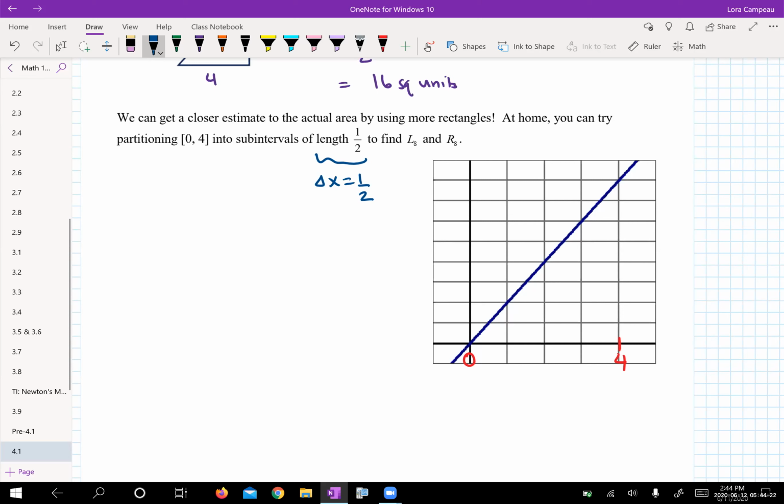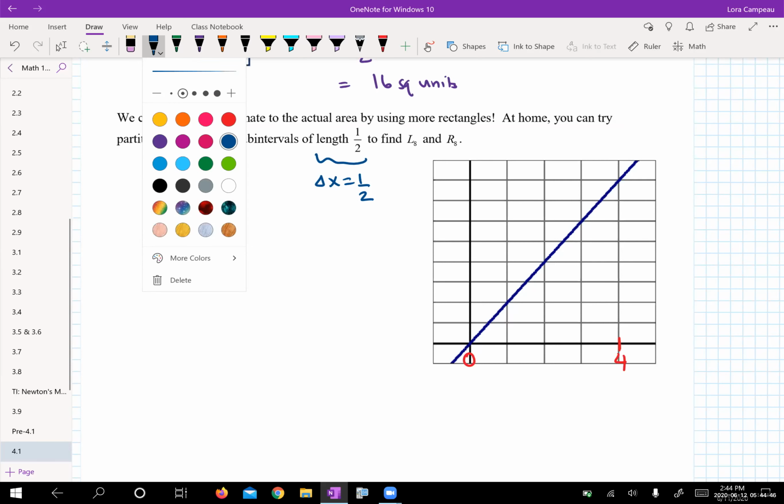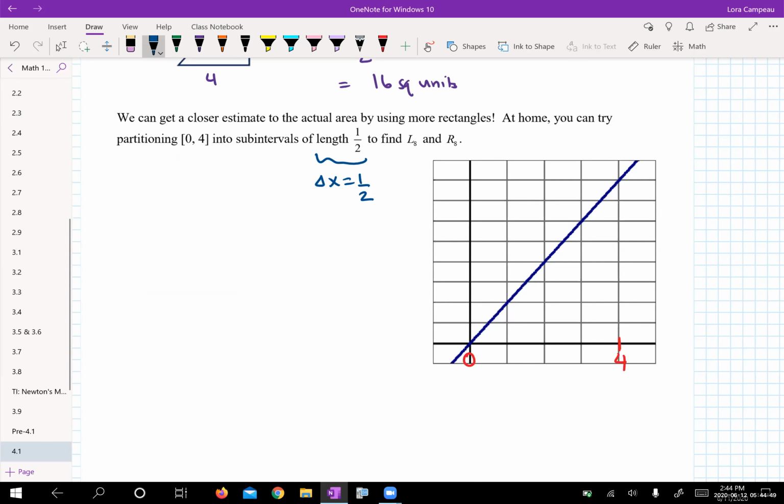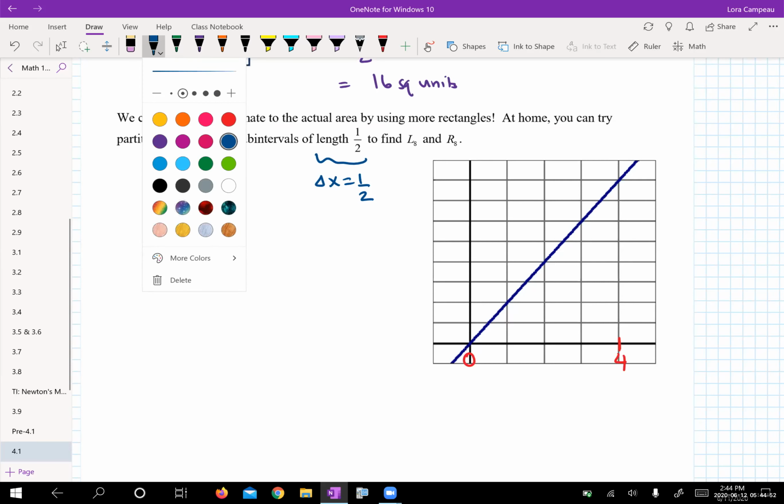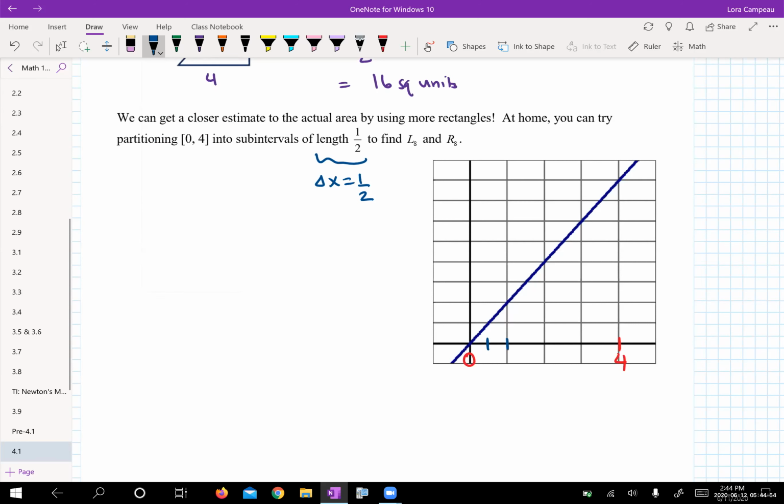Just to get you started, I'll let you develop this on your own so that you can see how close you are getting to the area. But the idea is the more rectangles you can make, the closer you're going to get. And remember, if the subintervals have length 1/2, you'll now be looking at all the numbers in between here and here.